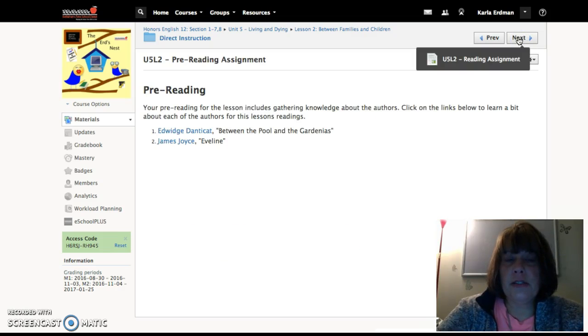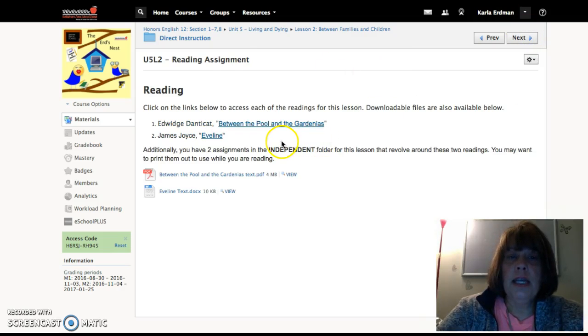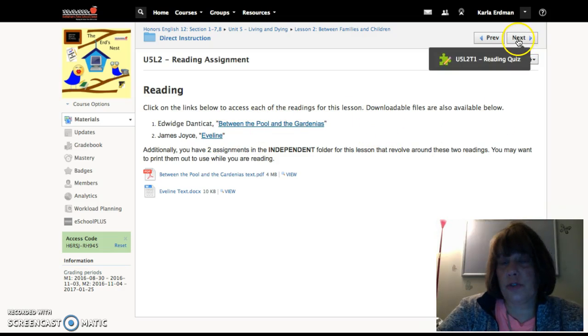Then you have a pre-reading assignment. You will need to make sure to look at the biography for both of these authors. You will be reading both of these short stories. And again, your essential question is how does an author's background shape his or her writing. So again, you want to peruse the information for that. Then you have your reading. The PDF and the Word documents are there, as well as some links for each short story. And again, they are pretty short in nature.